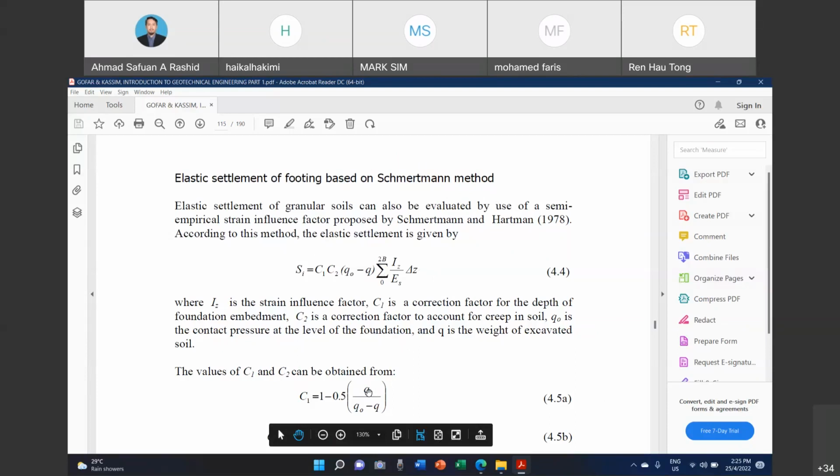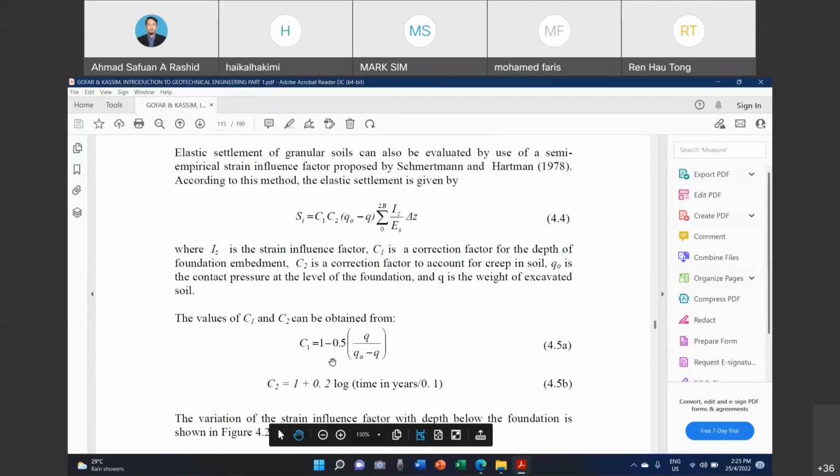the what we call as the stress from the surface of the soil to the bottom of the footing. Then we have another Q naught. So this Q naught is the stress applied on the foundation or on the footing. So that is for the C1. Then we have C2.